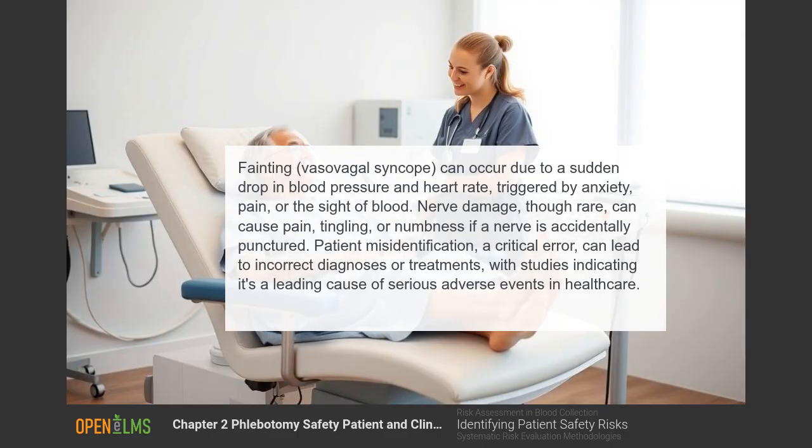Fainting, vasovagal syncope, can occur due to a sudden drop in blood pressure and heart rate, triggered by anxiety, pain, or the sight of blood. Nerve damage, though rare, can cause pain, tingling, or numbness if a nerve is accidentally punctured. Patient misidentification, a critical error.